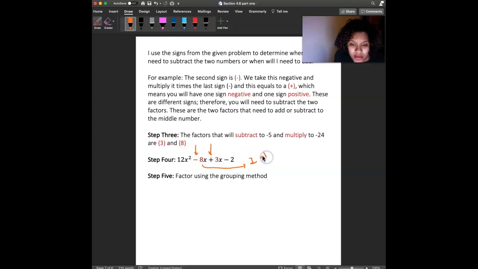I always write the largest number first. Okay, a little bit messy there, but you know what I mean, right? You're hearing my voice. Good. Once you have this, you just factor using the grouping method. So I'm going to go ahead and rewrite it here.